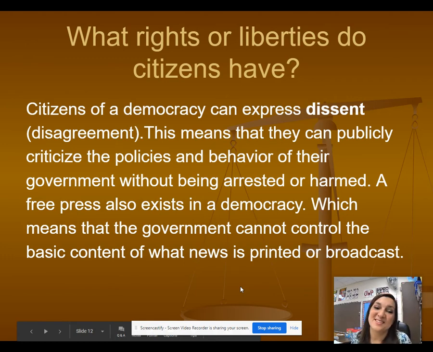Citizens can express dissent. That word again means disagreement with the government. They can publicly criticize the policies and behaviors of their government without being arrested or harmed. A free press also exists in a democracy. That means the government cannot control the basic content of what news is printed or broadcast.